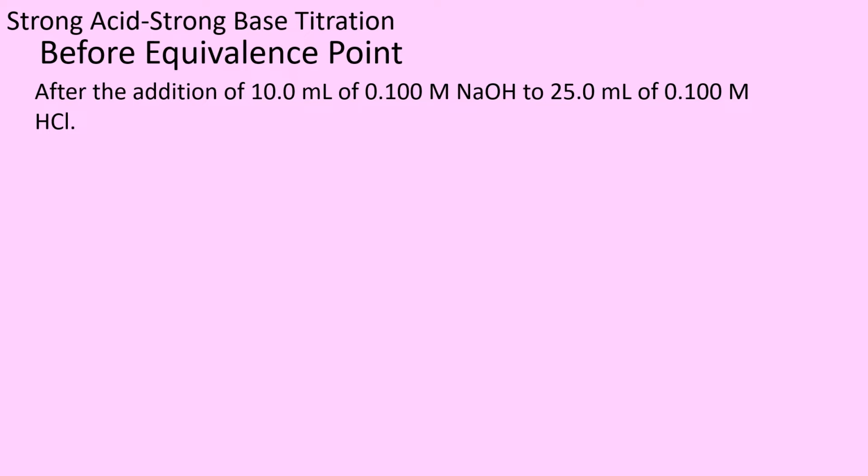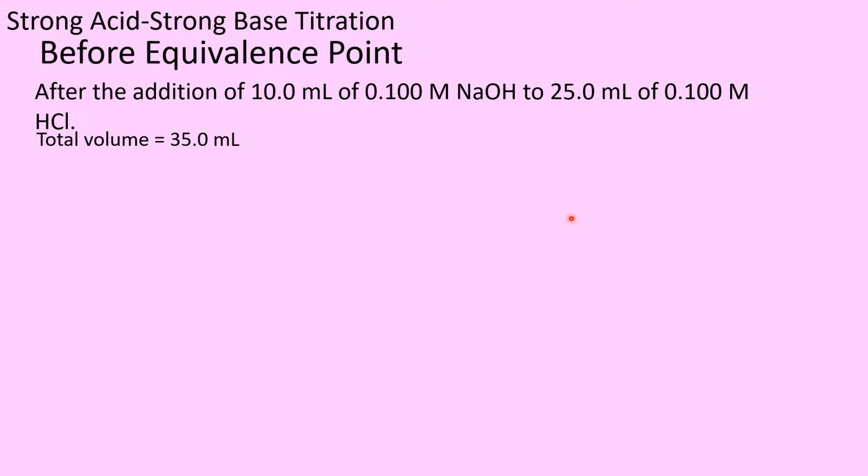So now let us again consider the addition of 0.1 molar sodium hydroxide solution to an Erlenmeyer flask which contains 25 ml of 0.1 molar hydrochloric acid. So what will be the pH after the addition of 10 ml of the titrant? After the addition of 10 ml titrant, the total volume of the solution is now 35 ml. Initially we have 25 ml, and then afterwards we will be adding 10 ml of titrant. So the total volume is 35 ml.